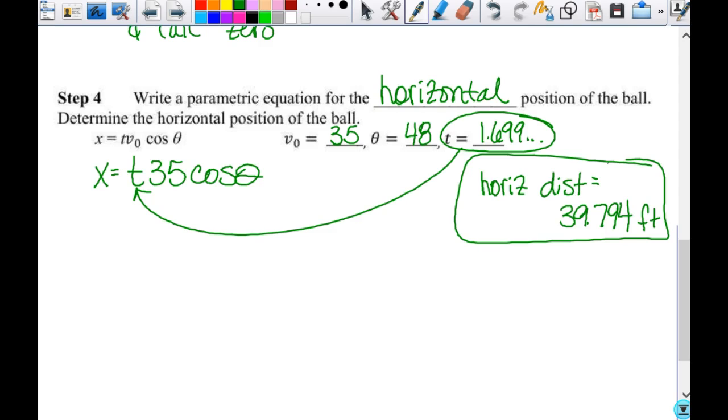All right. Any questions so far? Good. All right, let's look at the next example.